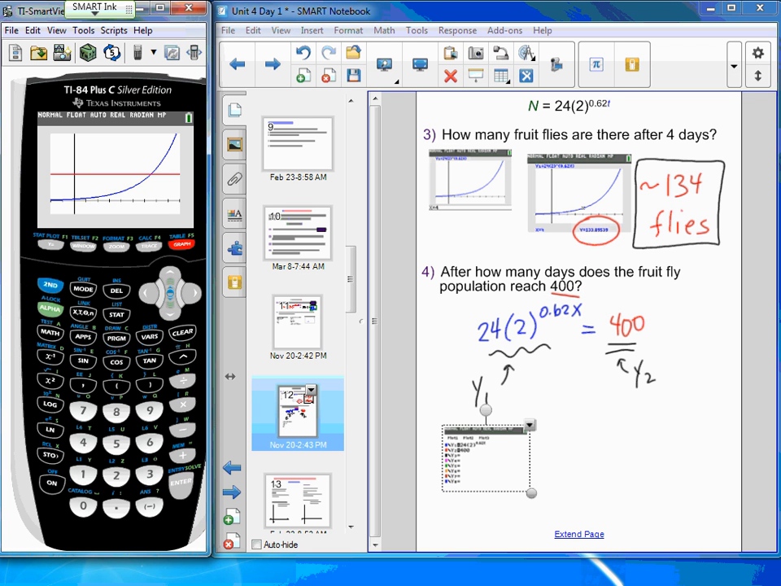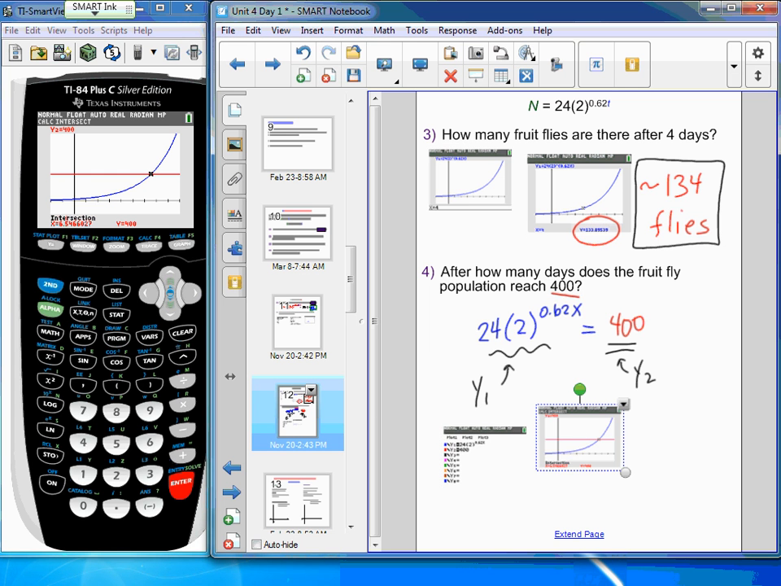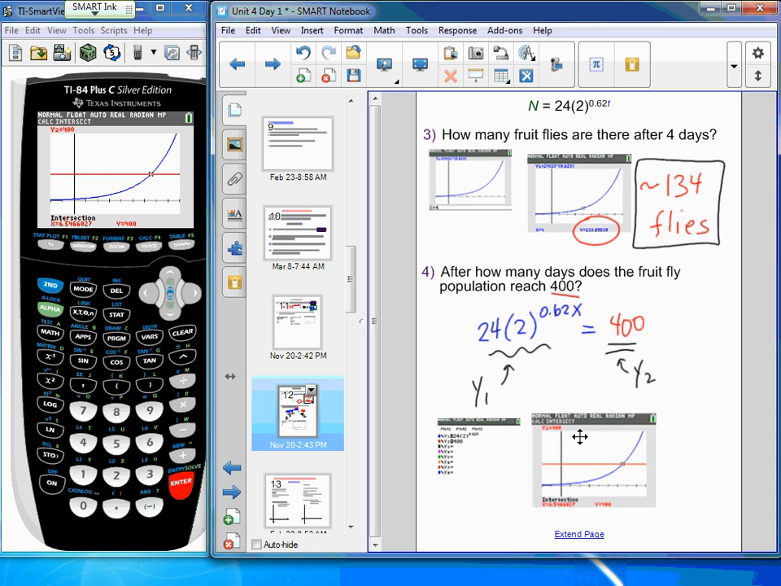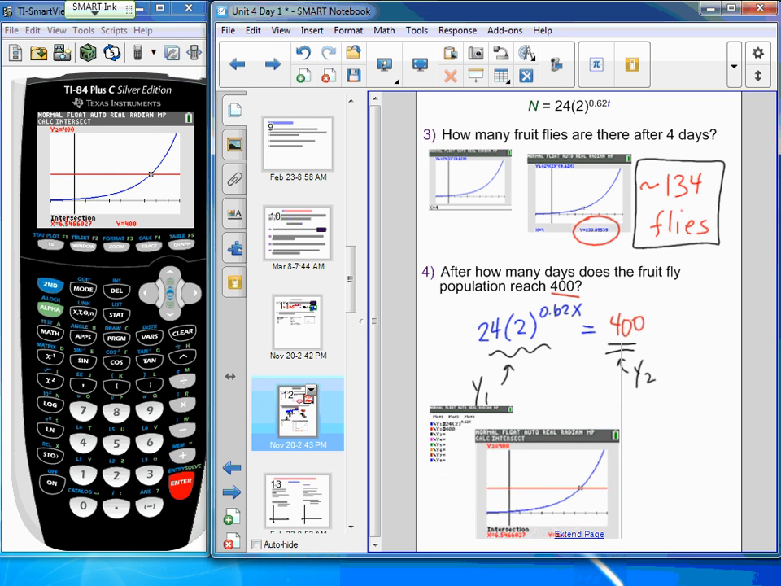And how do we get that? Well, like we did in our Bellwork, we can do second, calculate. The fifth option is intersect. First curve, enter. Second curve, enter. And then because there's just one intersection point, I don't have to toggle left or right before pressing enter a third time. And voila! The cursor will jump on the calculator at the point of intersection. It appears as though it takes, what does that say? 6.55 days, so after about 6.55 days.